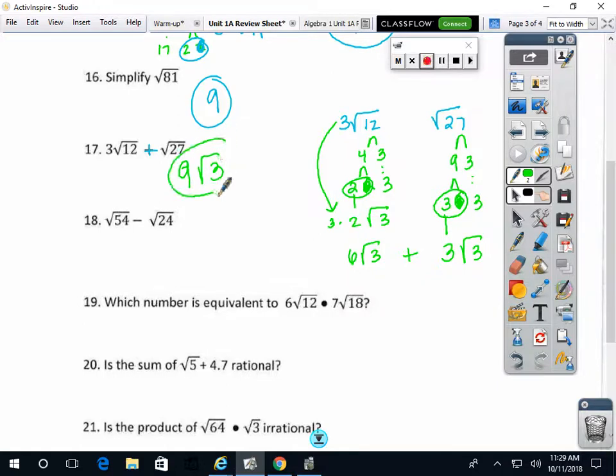9 square root 3. Remember, when you go to actually add them, you don't add the radicands, they're just the like term. You add the coefficients. 6 plus 3 is 9. Any questions about that one? All right, number 18.